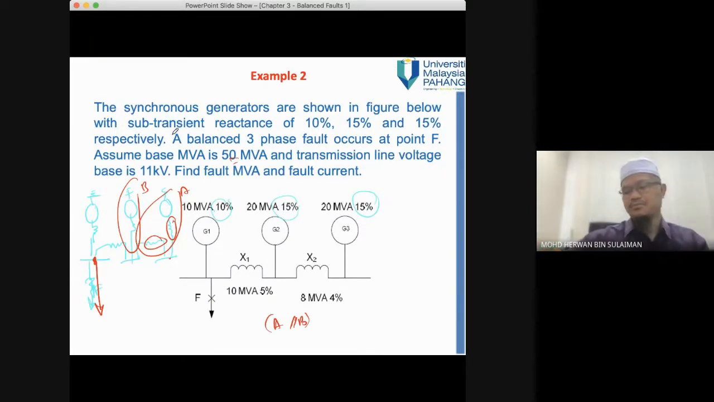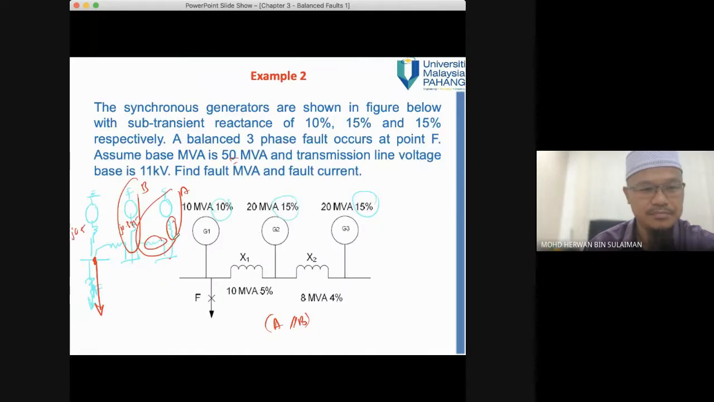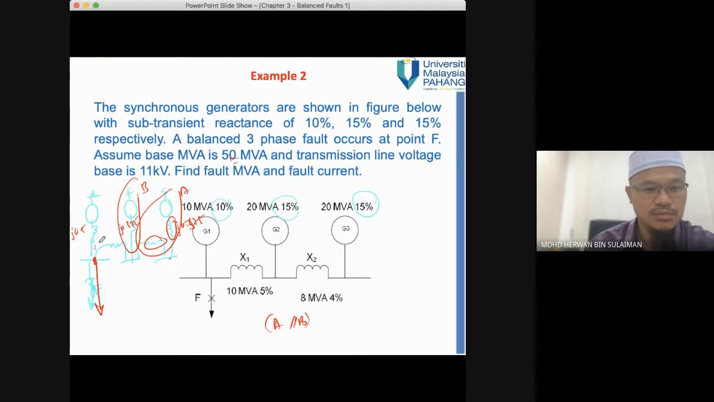Okay, nak cuba? Cuba kita stop lah. So value berapa? Tadi dia bagi dah kan? Calculation J1 0.5. Kita masuk dekat sini J 0.5. Ni 0.5. J2 0.375. Yang ni 0.375 juga. J 0.375. Okay, and then transmission line 0.25. Ni J 0.25.